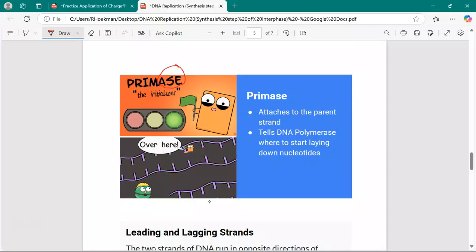So primase calls, it says, hey, come over here, start over here. And DNA polymerase will come and it'll start wherever that primase is. So again, primase just tells the DNA polymerase where to be. Like, where do I need to start? It doesn't know where to start. It needs to be told where to start, which is why we call it the dumb builder.